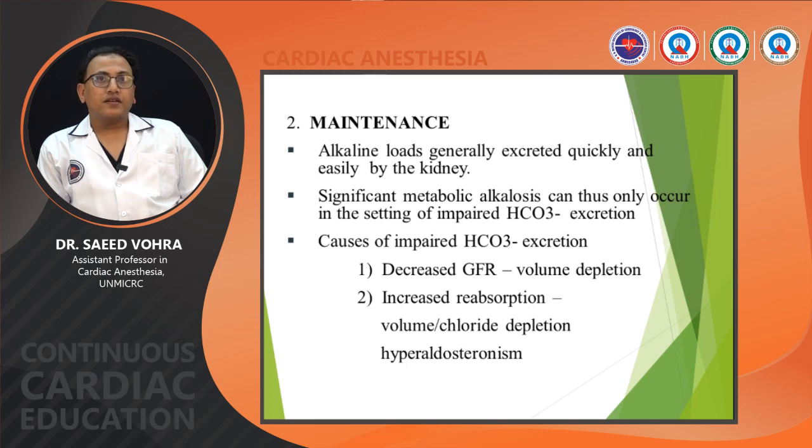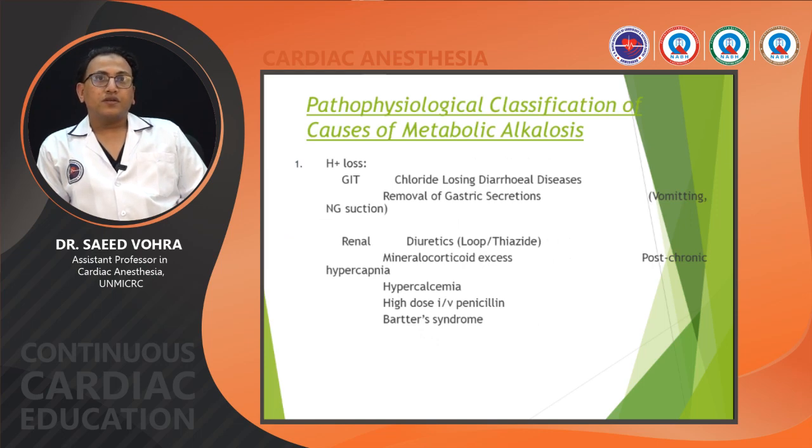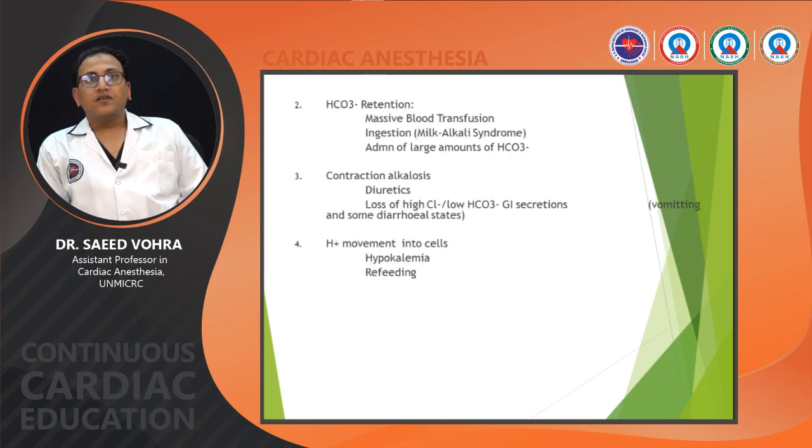Alkaline loads generally are excreted quickly and easily by the kidney. Significant metabolic alkalosis can thus only occur in the setting of impaired bicarbonate excretion. Impaired bicarbonate excretion occurs when there is a decrease in GFR, volume depletion, increased reabsorption as in volume and chloride depletion, and hyperaldosteronism. Pathophysiological classification of metabolic alkalosis is H plus loss in GI causes, renal causes, or bicarbonate retention as in massive blood transfusion, milk alkali syndrome ingestion, or administration of large amounts of soda bicarb.